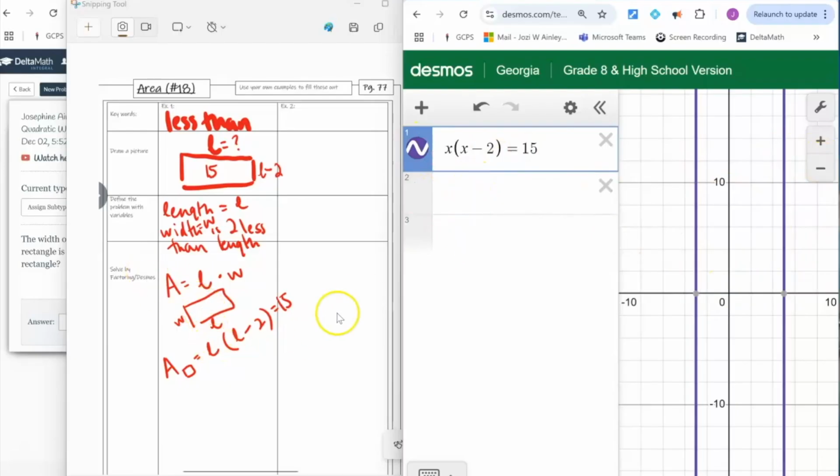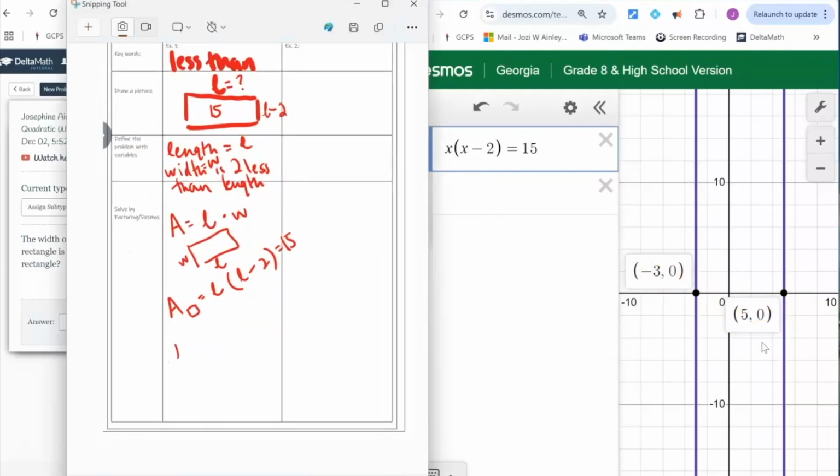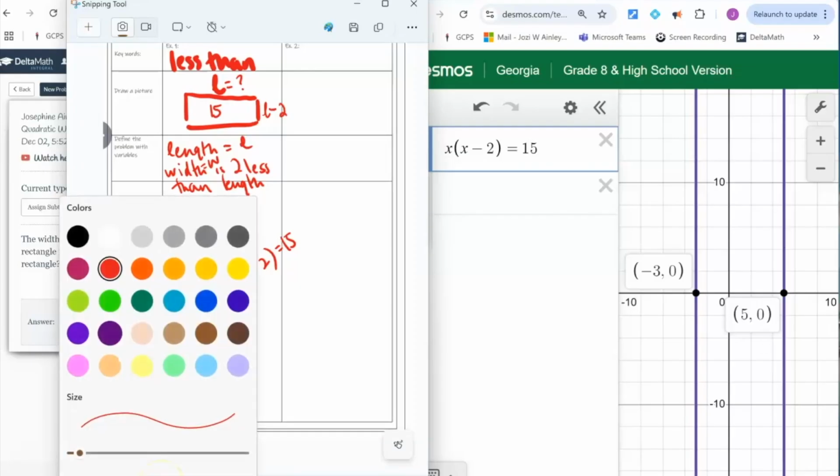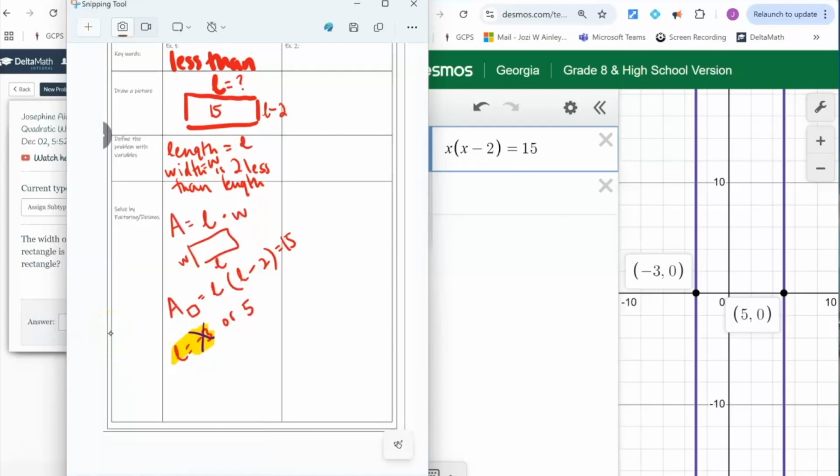So how do I find my two solutions? They're right here. So L is -3 and L is 5. So I'm going to write L could either be -3 or +5. Now let's think about this. Could the length of a rectangle be -3? No. So that answer doesn't make sense. Sometimes you get an answer and it doesn't make sense. So the length has to be 5.